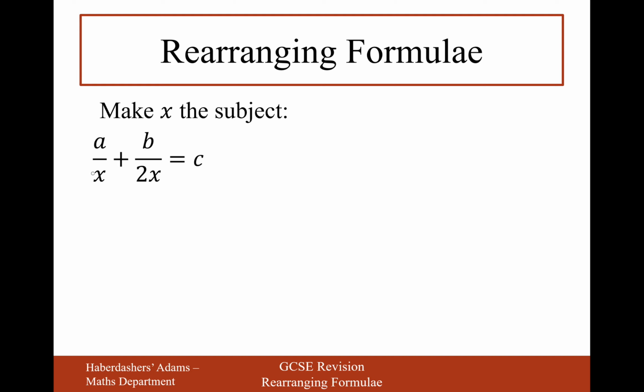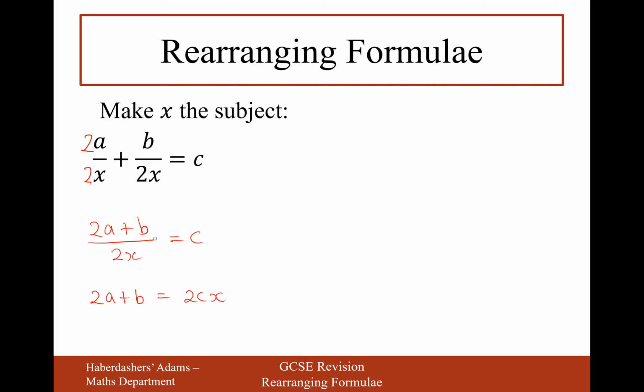Okay, well in this question, all I need to do is put a 2 on the bottom of the left one and a 2 on the top of the left one as well. So I've times top and bottom by 2. Now the fractions have the same denominators, I can add the numerators. 2a plus b over 2x equals c. Then I'll multiply the 2x onto the other side, so 2a plus b equals 2cx.